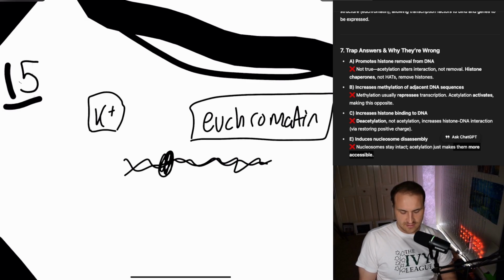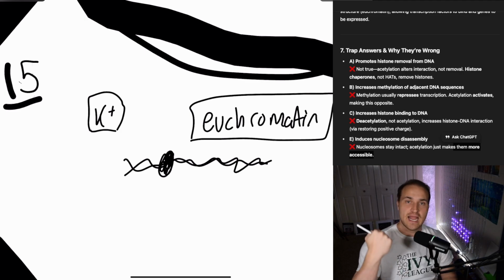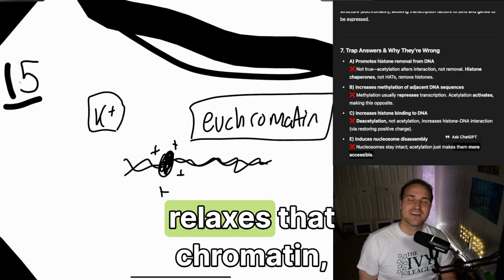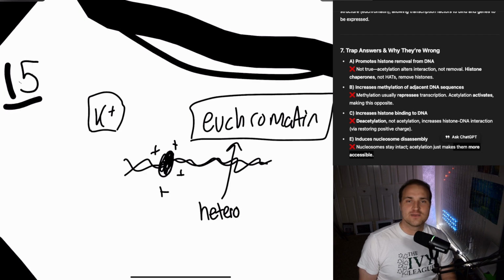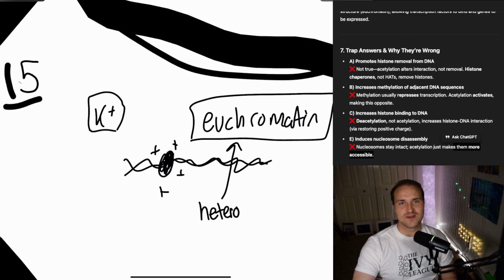So your histones, they're loving it. They're having a good time at the party. They're just binding super tight. And then histone acetylation is like, guys, chill. That's what it does. It relaxes that chromatin, right? It switches from heterochromatin to euchromatin, and it will increase the transcription. That's what we need to know about acetylation.